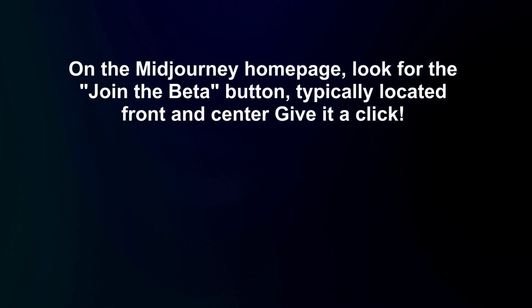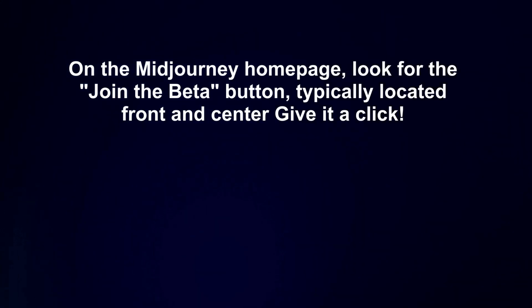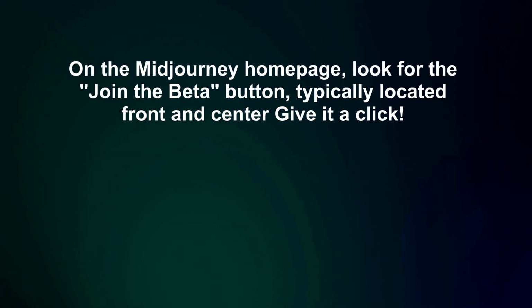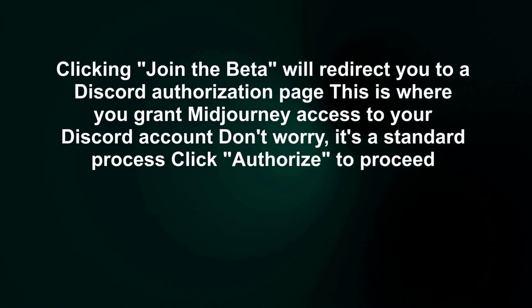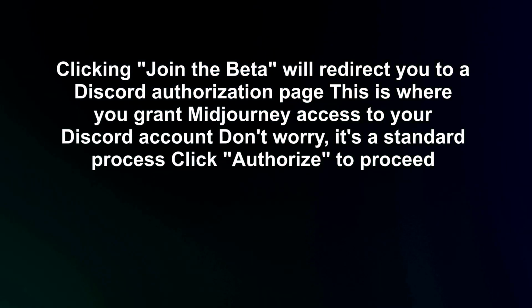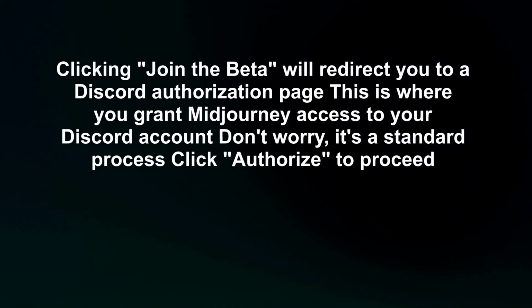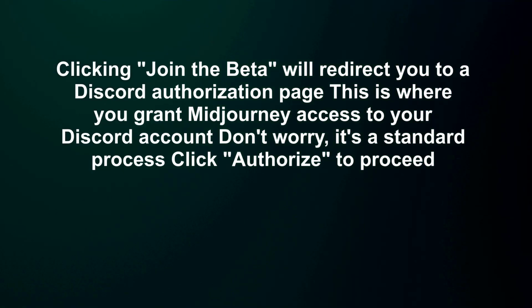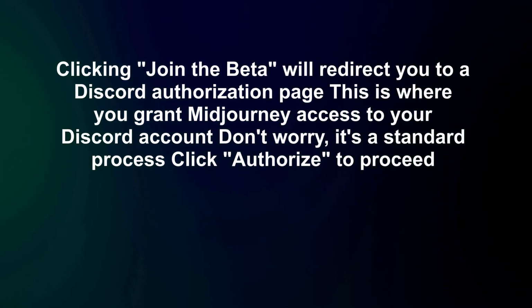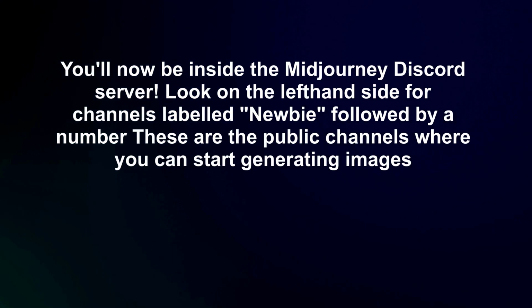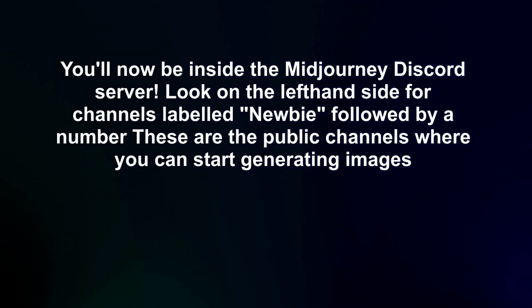Once you have your Discord account, navigate to Midjourney.com in your web browser. On the Midjourney homepage, look for the Join the Beta button, typically located front and center. Give it a click. Clicking Join the Beta will redirect you to a Discord authorization page. This is where you grant Midjourney access to your Discord account. Don't worry, it's a standard process. Click Authorize to proceed.